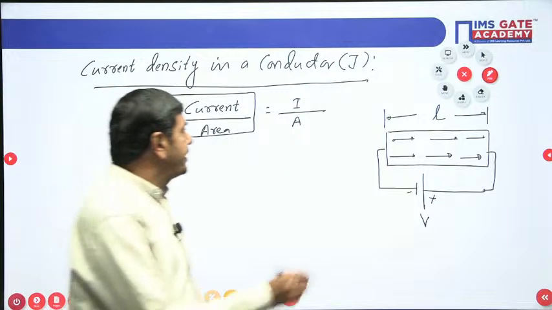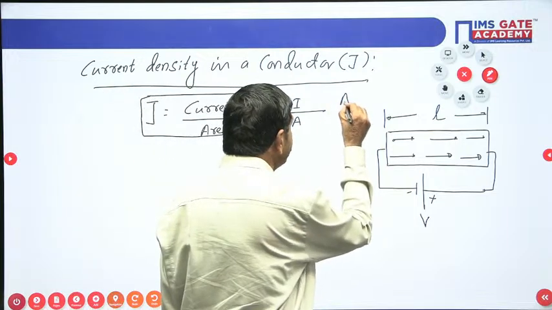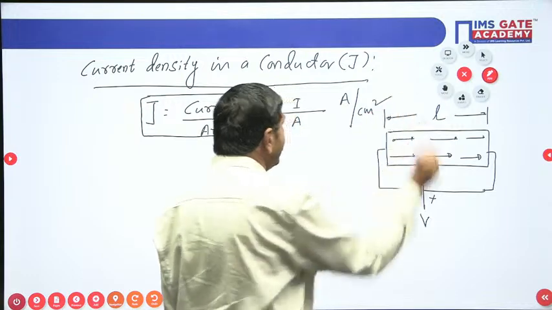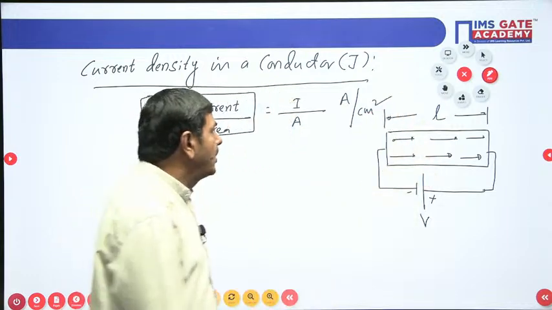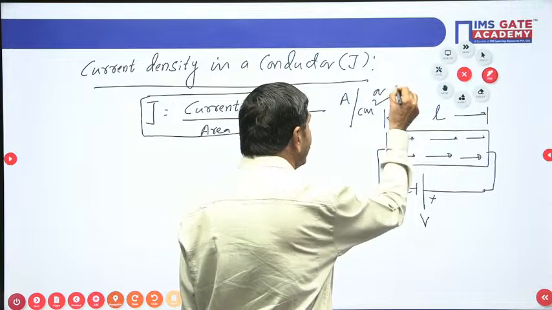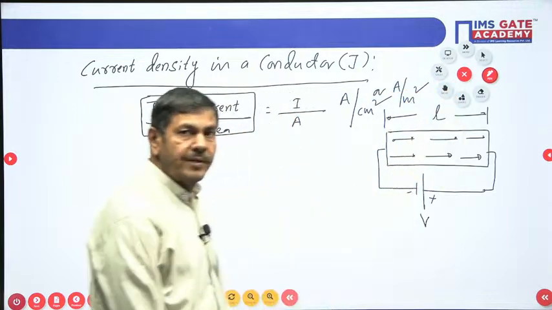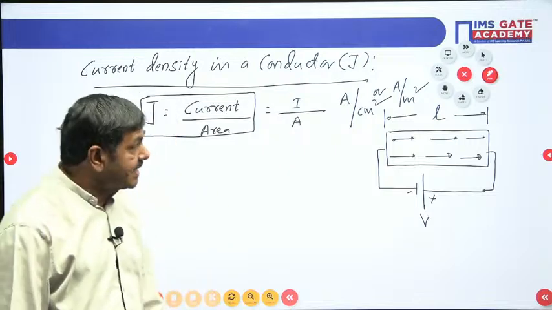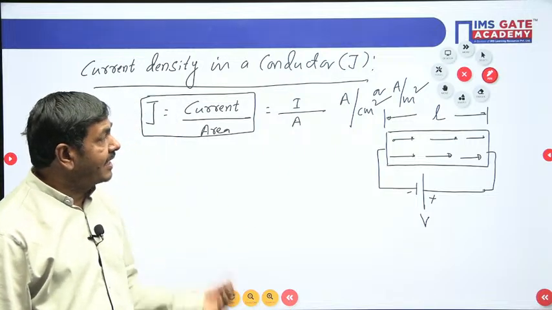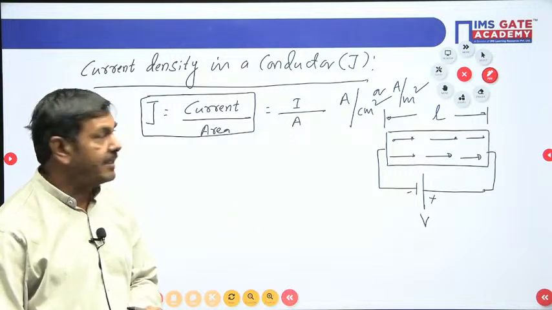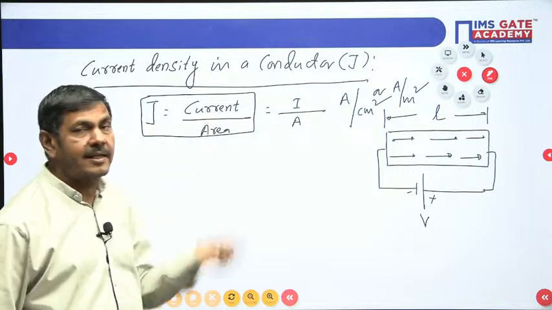What units can you give for the current density? Current must be in amperes. Area must be in cm square. Amperes per cm square is allowed, or amperes per meter square is also accepted. Suppose in a problem you are given the current and the area of the conductor; you can use this formula to get the current density.